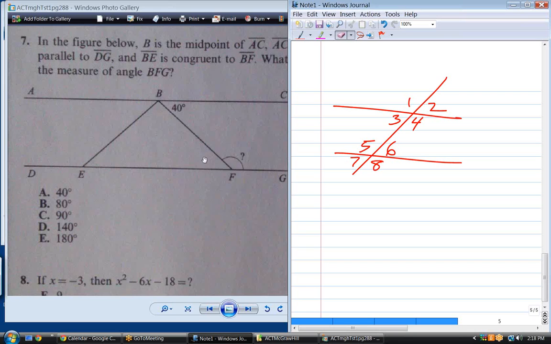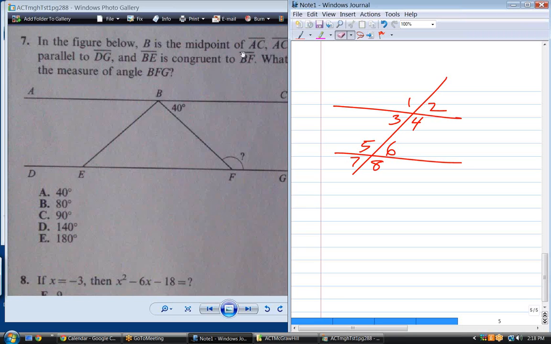Which means this one is 40, that one has to be 140. The other way to look at this is that's acute, that's obtuse. You know they have to be supplemental, so you can immediately come up with 140 for that. But notice that it has nothing to do with whether B is the midpoint of AC, as the first part of their sentence says.